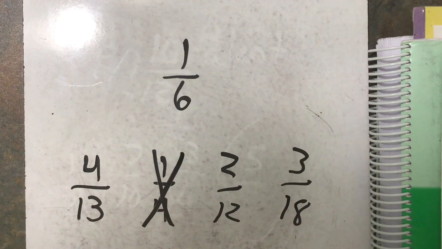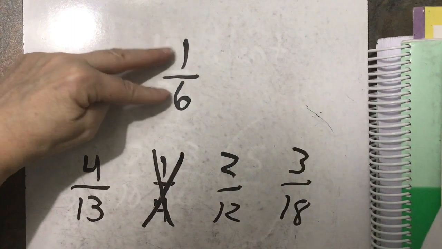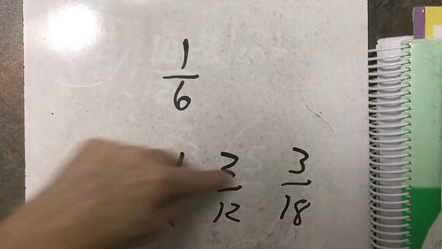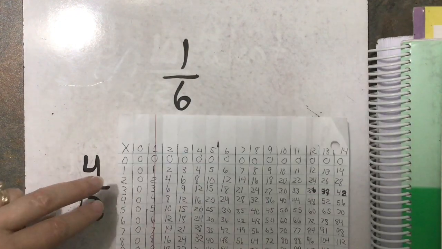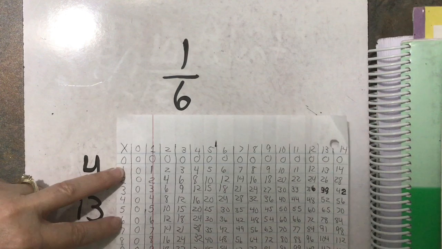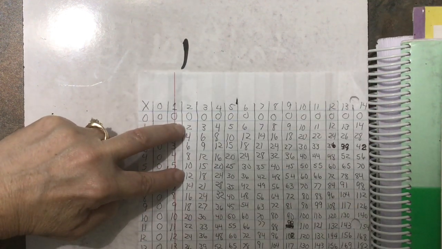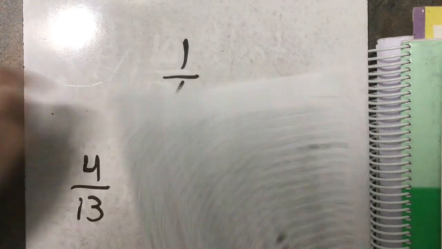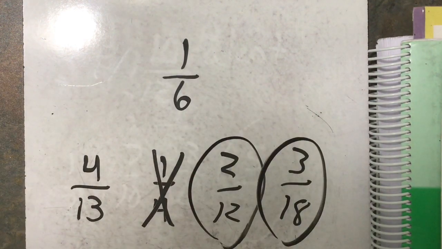So I'm going to use my multiplication chart, and I'm going to start with 1/6 because it's smaller. 1 is smaller than 4, 2, or 3. So I'm going to start with 1/6, and I'm going to try to find 2/12ths, 3/18ths, and 4/13ths. So there's 1/6. I slide across, and there's 2/12ths, and there's 3/18ths also. So I know automatically that these two are there.